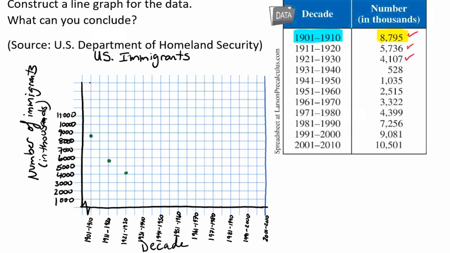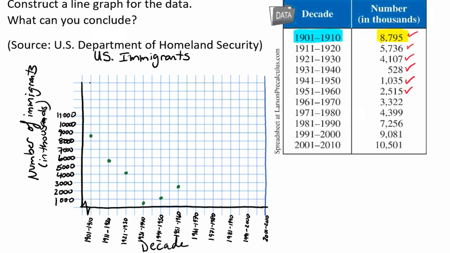So let's go back to that fourth decade spot. So from 1931 to 1940, that's 528. So halfway between 0 and 1,000. Oh, and we'll cross that one off. And then 1941 to 1950 is 1,035, so just barely above that 1,000 mark. And we'll go ahead and mark that one off. Then from 1951 to 1960, there was 2,515, so in between 2 and 3,000. And we'll mark that off.